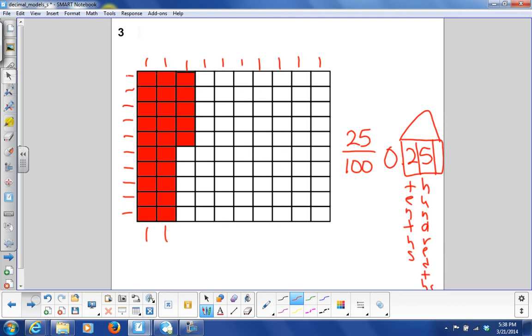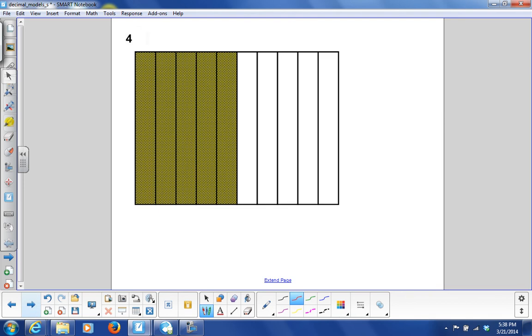Okay. Let's try another one. Okay, here I got tenths again. I have 1, 2, 3, 4, 5 shaded. Okay, that's what my fraction would be. And then I would put a 5 in my tenths room of my house because I have 5 tenths.